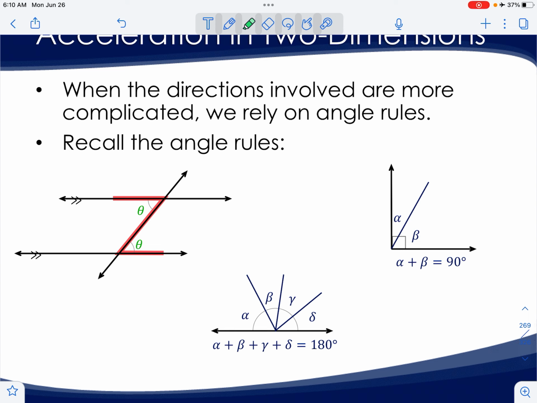When the directions involved are more complicated, we rely on angle rules. Recall the angle rules. Just some geometry review right here. If you have two parallel lines and you draw a line through them, the opposite interior angles, this one and this, are going to be equal. Also, if you have a right angle, the complementary angles, alpha and beta, add up to 90 degrees. And if you have a straight line, all the angles add up to 180.